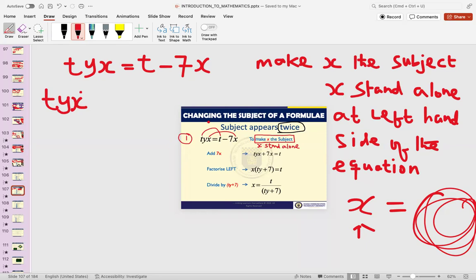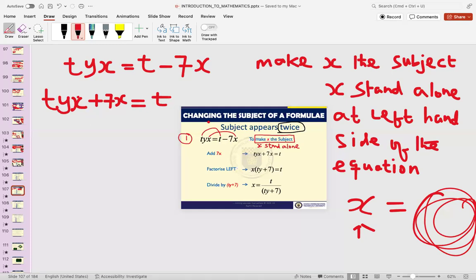Because it has X, it qualifies to be on the left. Then, before we bring the equal sign, we move negative 7X to the left. It is carrying a negative sign, so the moment it crosses the equal sign, it becomes positive. So it becomes positive 7X, and the equation is X plus 7XY equal to T.